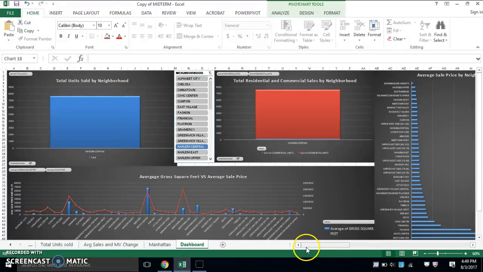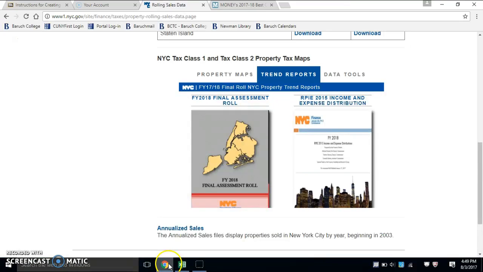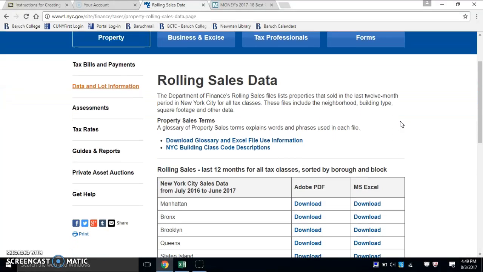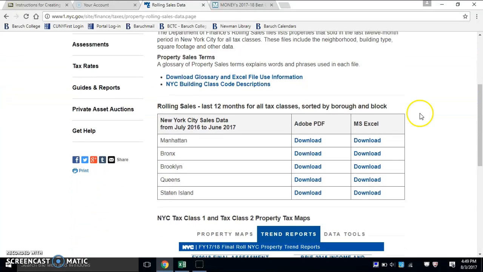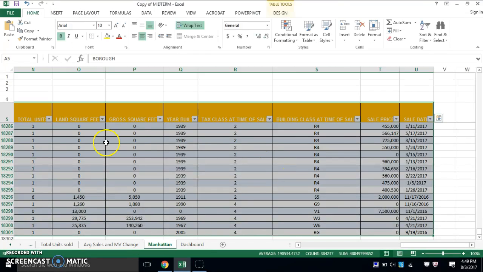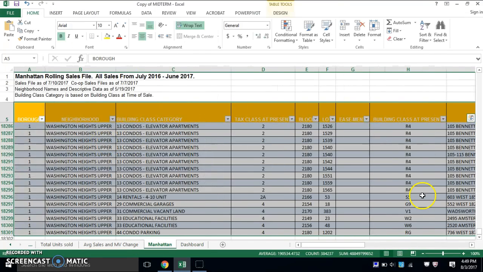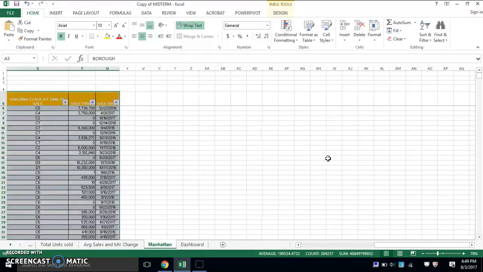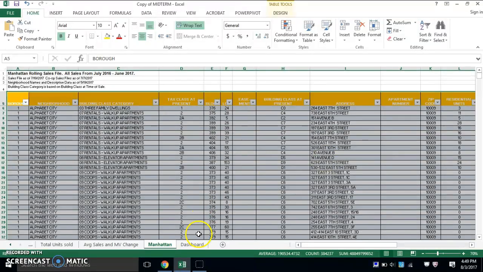Alright, so first off I want to show you that I got all my data right here on NYC Department of Finance. They have rolling sales data for the past year. You could download any borough right here, and it all comes readily available. I'll show you what it looks like in a beautiful chart like this. It's all sectioned out, easy to sort through, and very easily readable.